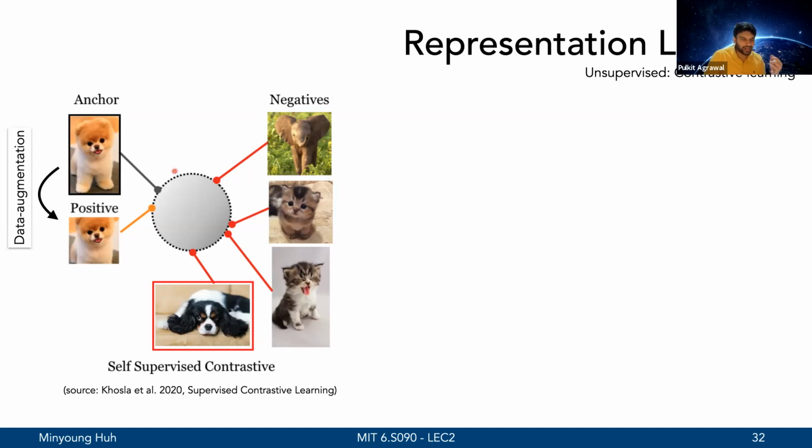Or another way to say it is, I want to push the features of the original image and its augmentation close to each other, and I want to push the features of other images away from it. Note, these other images could contain an elephant, but they could also contain cats or dogs. So these negatives are not based on semantics. They're just based on the image identity. I take an image, its transformations are positives, and all other images are my negatives.